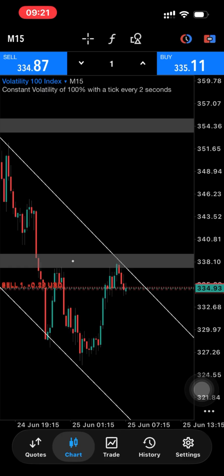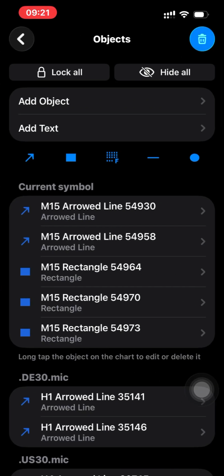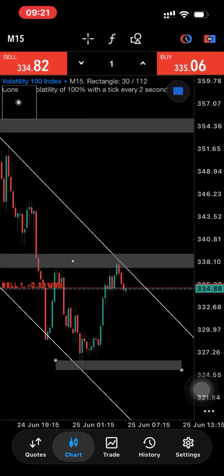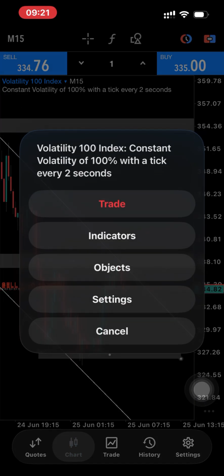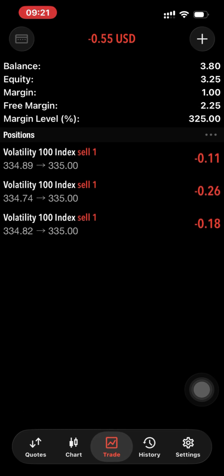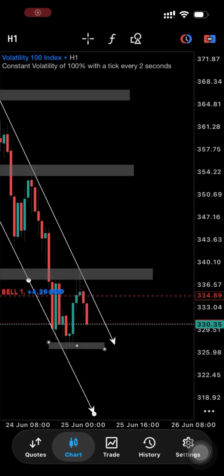So the market failed to break that shadow gray zone. It also failed to break that line there. So at this moment, we're just anticipating for the market to hit that resistance level. So I've opened 3 positions there. So let's just wait and see here.